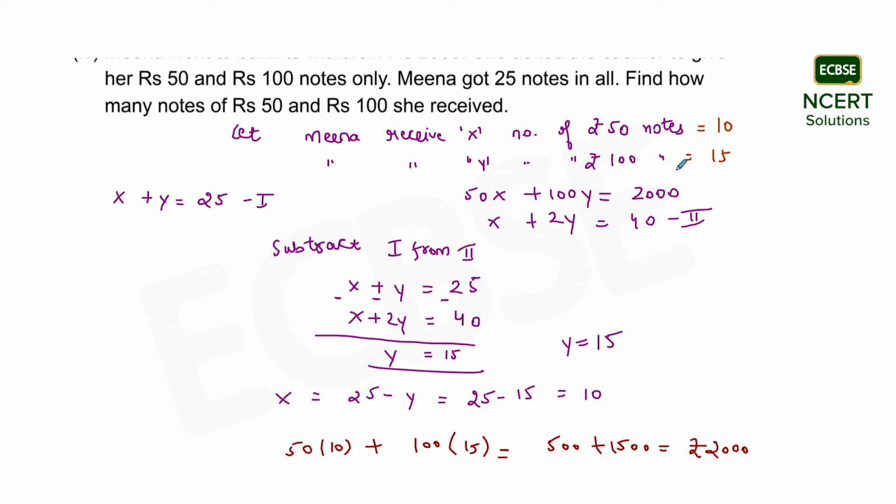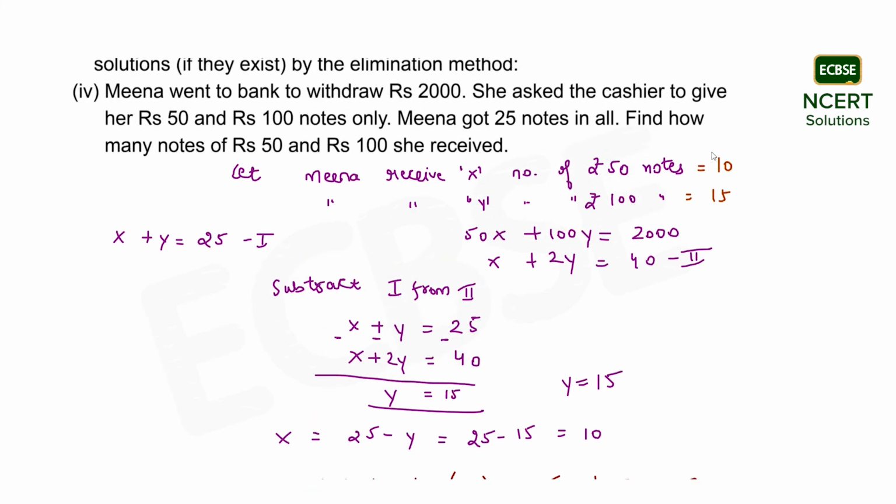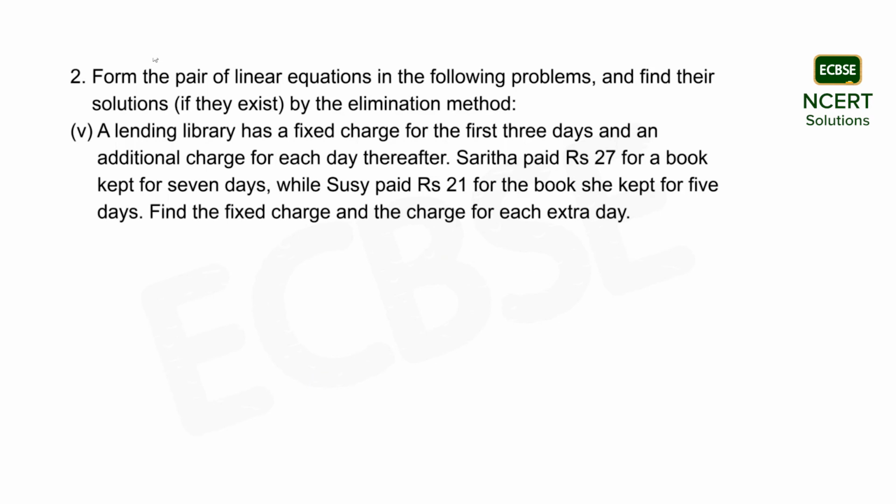This means this is the correct answer which we have obtained for this problem. So this was about the fourth problem. Now coming to the fifth problem. A leading library has a fixed charge for the first 3 days and an additional charge for each day thereafter. Saritha paid rupees 27 for the book kept for 7 days, while Susie paid rupees 21 for the book she kept for 5 days. Find the fixed charge and the charge for each extra day.